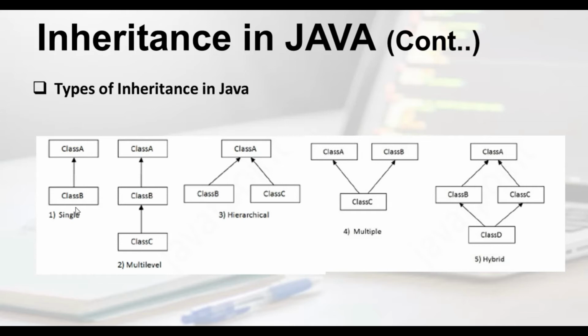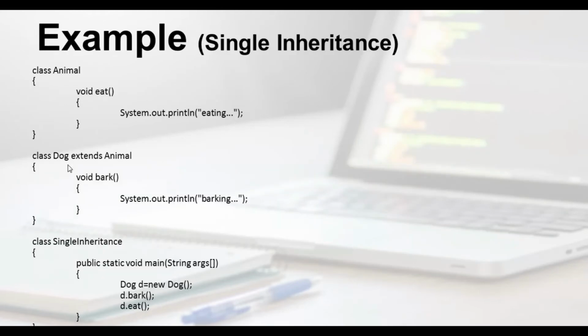Let's understand the first one. That is class A, and there is a single class B. Means class B inherits all the properties of class A. Let's take a simple example. Here class Animal is there. In the class Animal I have defined one method as void eat. When this void eat method is called, the output is something like eating.